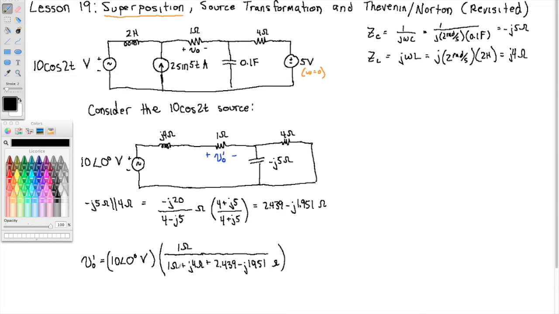Okay, so you can combine the real parts in the denominator and the imaginary parts in the denominator, multiply by the complex conjugate over the complex conjugate. What you find is that V0 prime is 2.498 angle negative 30.79 degrees volts. So we'll just box that up and we'll come back to it.